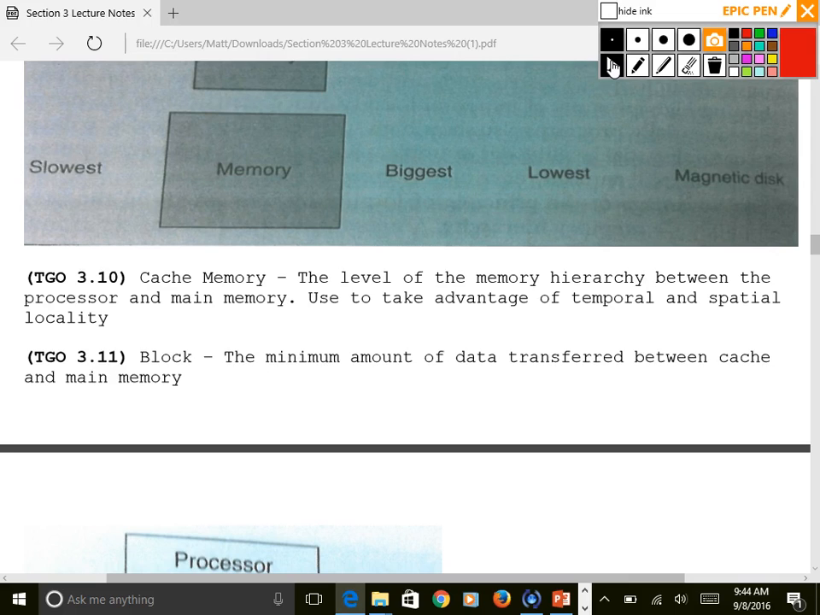Okay, while people are finishing up writing, does anybody have any questions on memory hierarchy, locality, cache, and blocks?